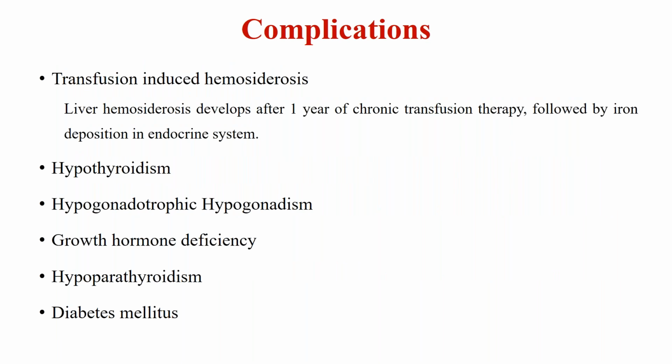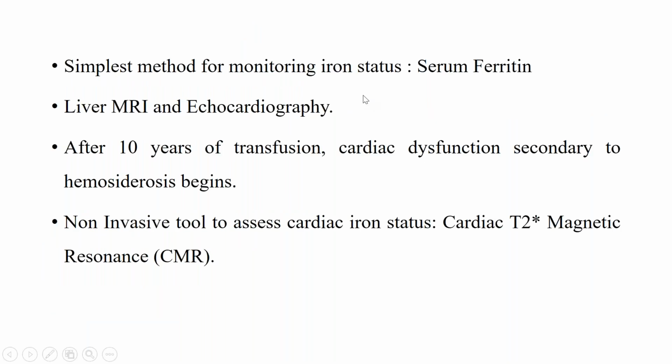Now, complications. Complications are the same as I told you. There is liver hemosiderosis. There can be hypothyroidism. If that iron gets deposited in the pituitary, it can lead to hypogonadotrophic hypogonadism, growth hormone deficiency, diabetes, hypoparathyroidism. So these are the various complications. So these children have to be under continuous monitoring. They have to have regular visits with the thalassemia center.